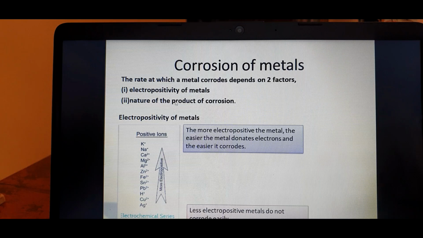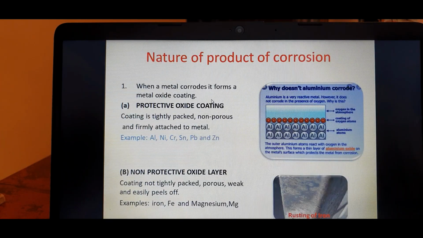Then you talk about the nature of the product of corrosion. When a metal corrodes, it forms a metal oxide coating. Example, zinc. Zinc will change to Zn2+. Zn2+ combines with the oxygen in the air to give you zinc oxide. This zinc oxide can be a protective or non-protective oxide layer. It depends on the metal.